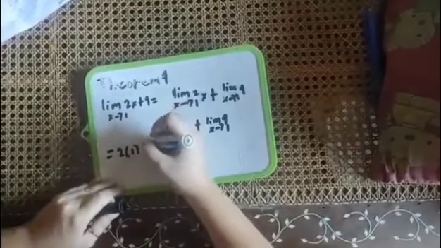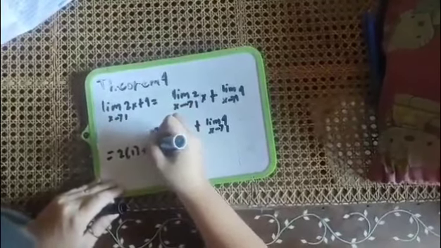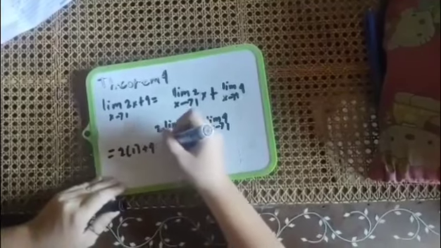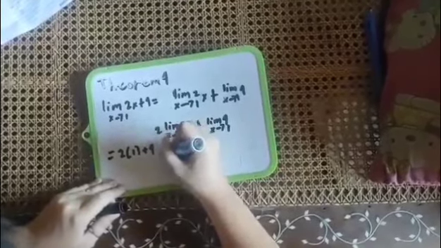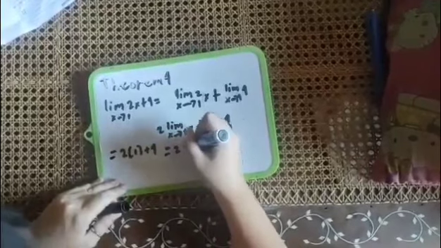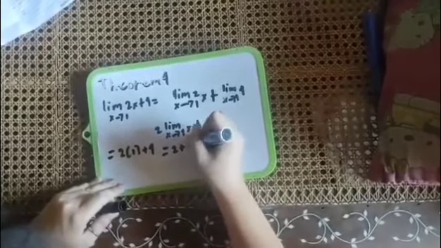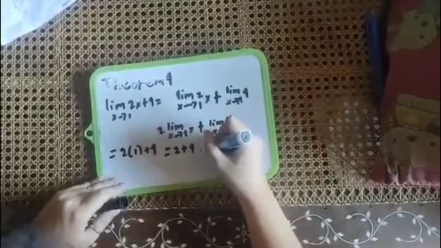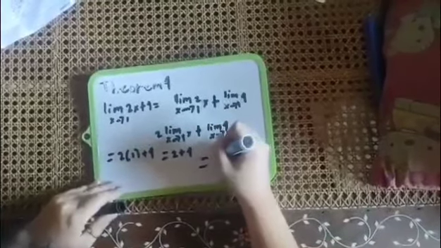So, this is equal to 2 times ito is just 1 plus the limit of a constant, kahit saan pa ito nag-approach, ang sagot lang natin is our constant, in this case 4. So this is just 4, and then this is equal to 2 times 1 is 2, plus 4, and then 2 plus 4, this is equal to 6. Ito yung sagot ng limit natin using sum and difference rule.